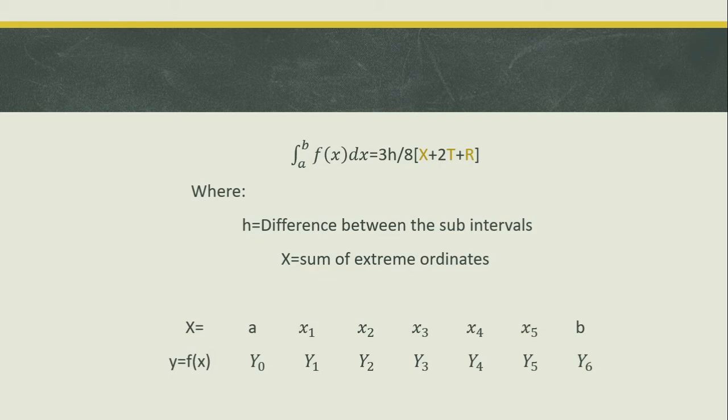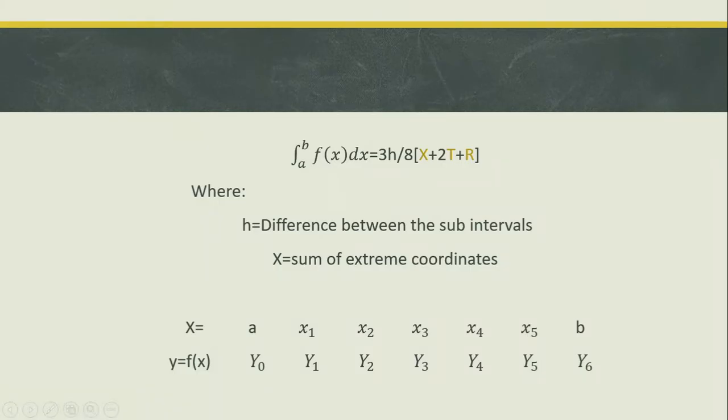So, what are extreme ordinates? Yung extreme ordinates, yun yung first and last ordinates dito sa y values natin. So, dito sa example natin, y0 and y6, yun yung extreme ordinates natin.